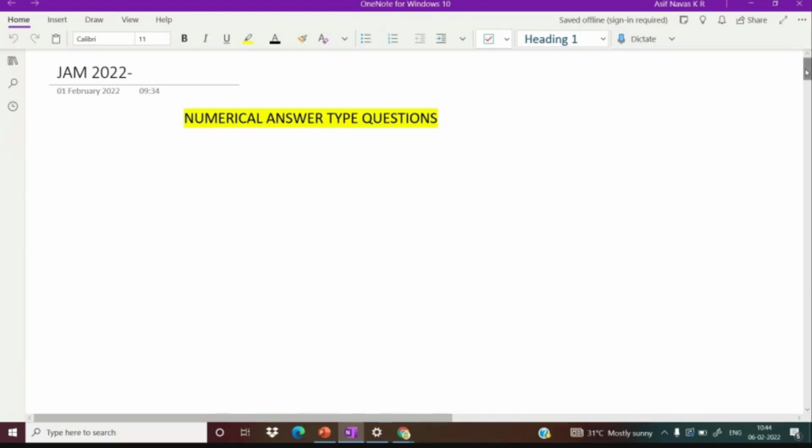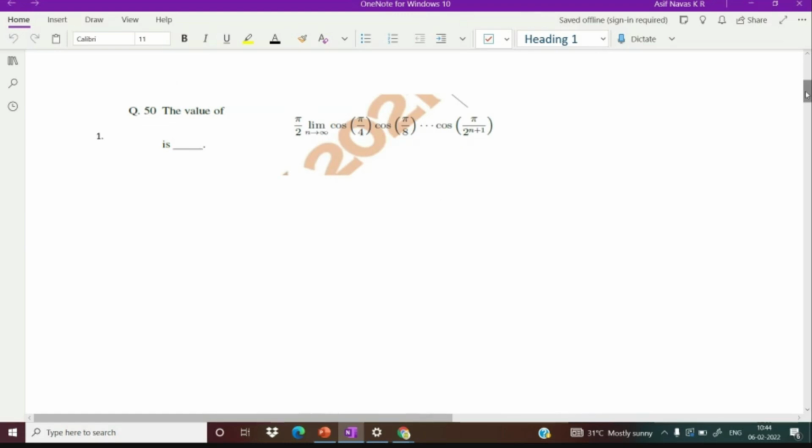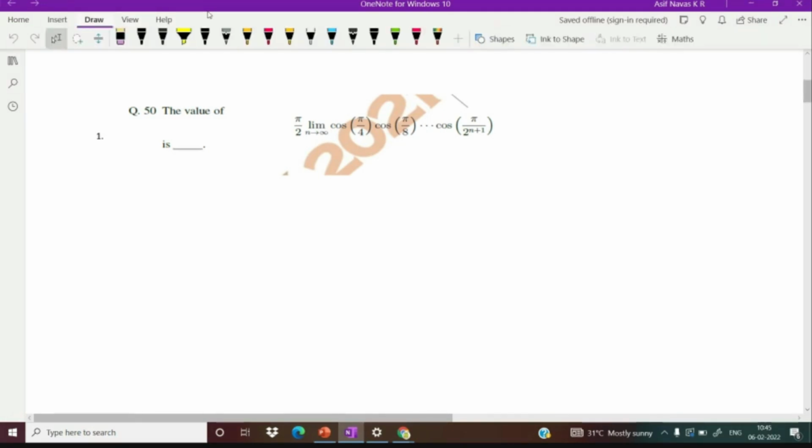I have already done many questions from previous years' JAM numerical type questions, before 2022, about 21 questions. So I selected a few questions from JAM 2021, and the thing is, we have to look not at the answers but the approach, so how to do this problem. So you have to concentrate on the approach. This is the first question I have chosen.